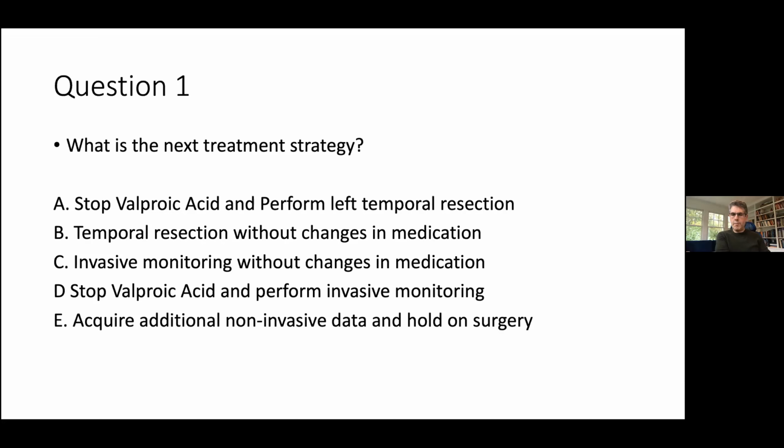His pre-op coagulation tests, including platelet functions, were completely normal. So how would you proceed in this case? Would you stop valproic acid and perform a temporal resection, or perform temporal resection without changes in medication? Perform invasive monitoring without changes in medication, stop the valproic acid and perform invasive monitoring, or acquire additional non-invasive data and hold off surgery at this point?